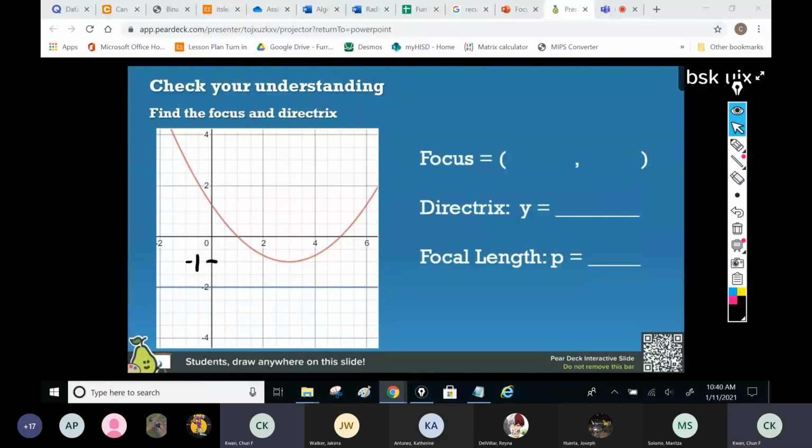You guys label the focus as well. If anyone is stuck, at least label the location of the focus.